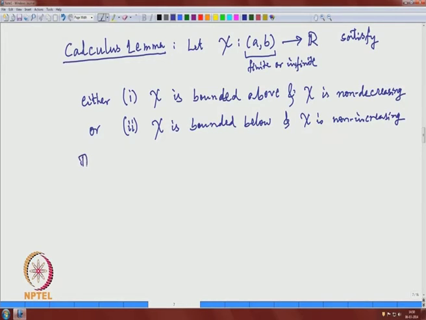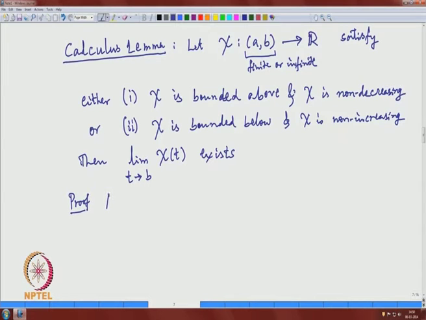Then the limit of chi(t) as t tends to b, so b could be infinity, okay, it does not matter, exists. This limit exists means it is a finite real number. Okay. So, quick proof.